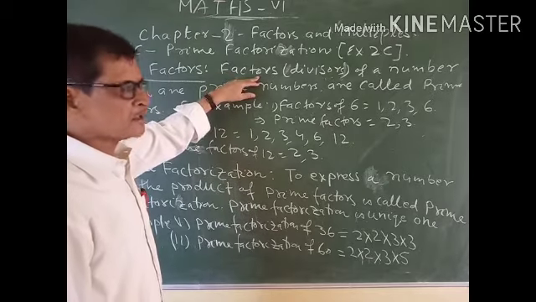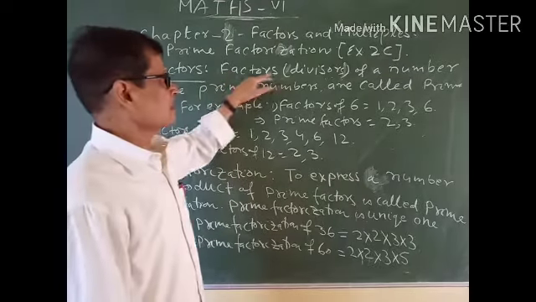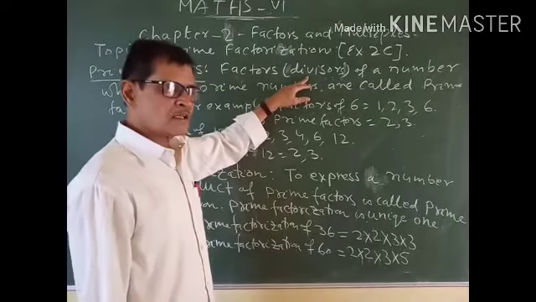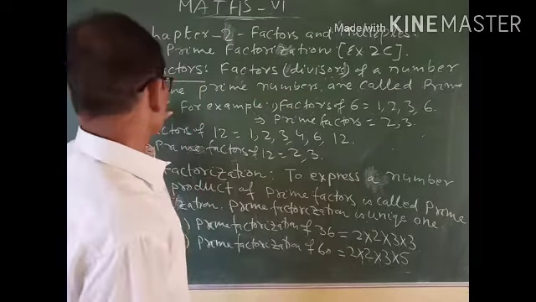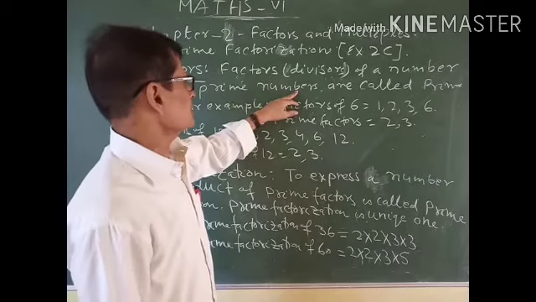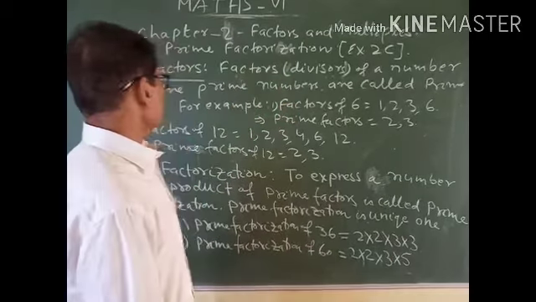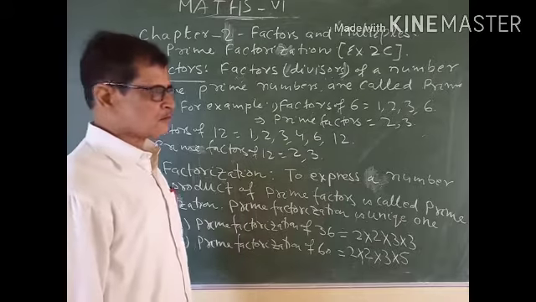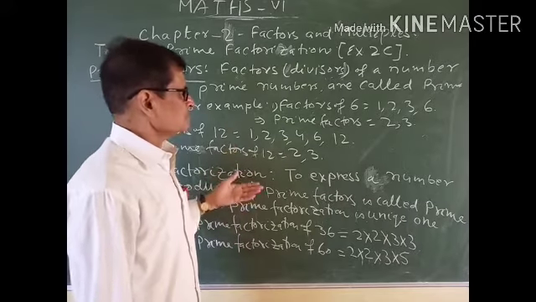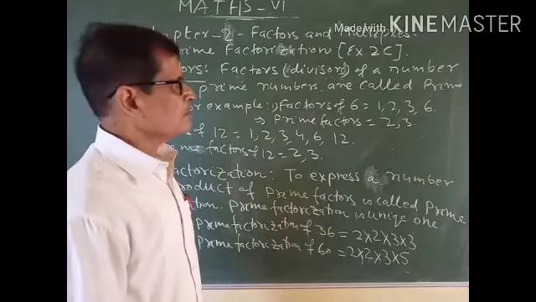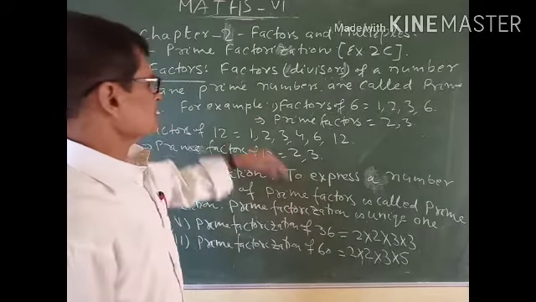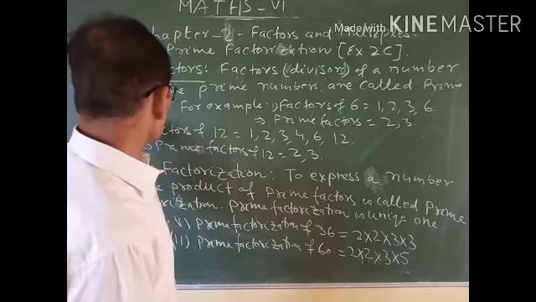Factors I have already told you. These are divisors by which a number is divisible. Prime factors are those numbers which are prime and that can divide the given number. Such numbers are called prime factors.